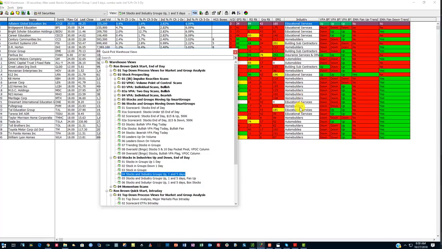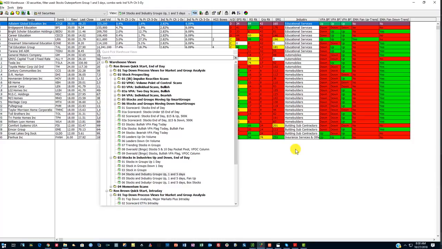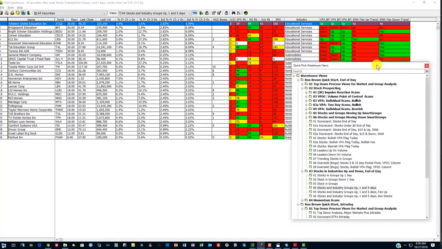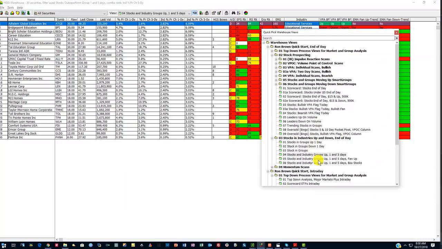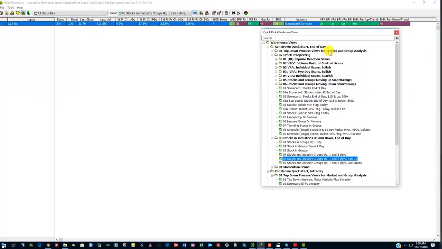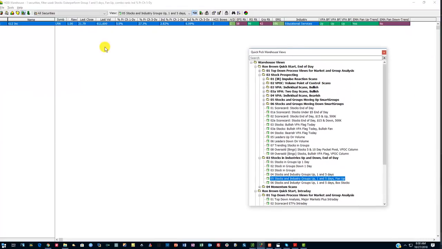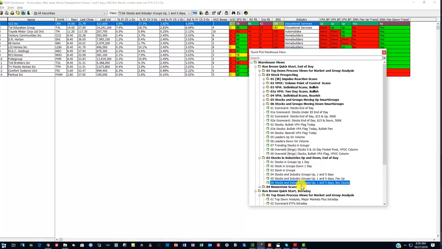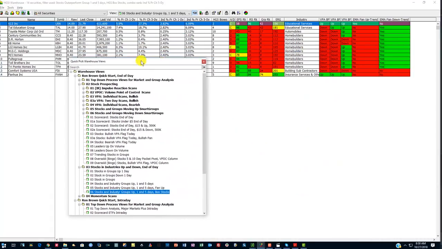And you can see that there are very few groups in here. Let me sort on the raw combo. That'll straighten the groups up. Educational services, autos, home builders, building subcontractors, and one in insurance services, or a group insurance services. Now, if I limit this to groups with the fan up or stocks with the fan up, you can see there's one stock. So a very weak market. If you're looking for box stocks, 1 in 5 days, right here, these are all box stocks.